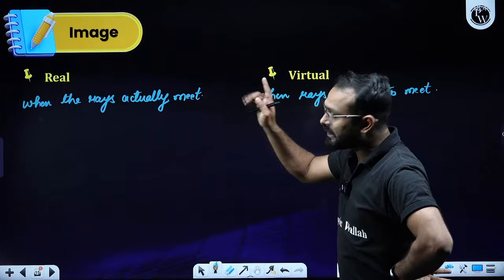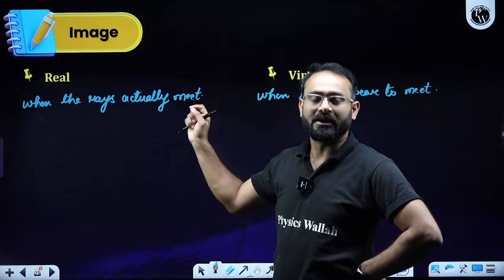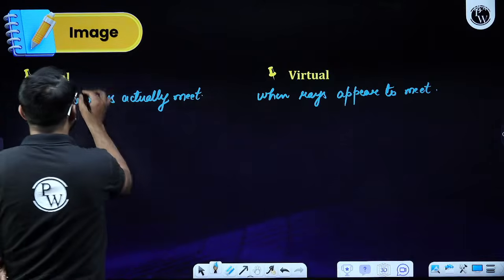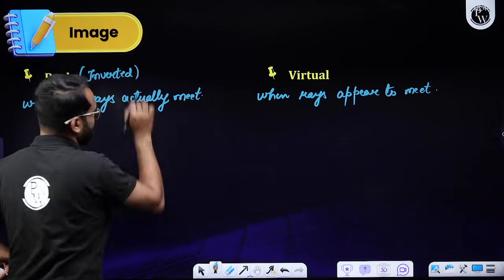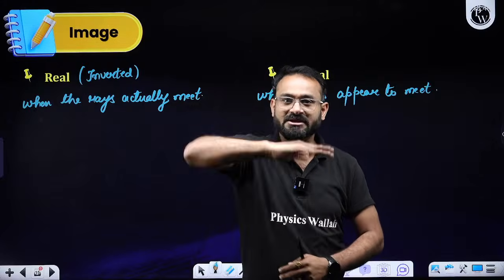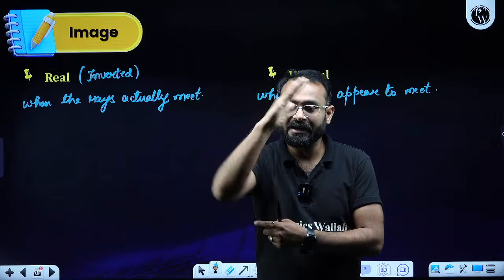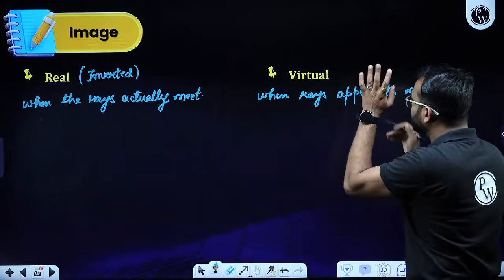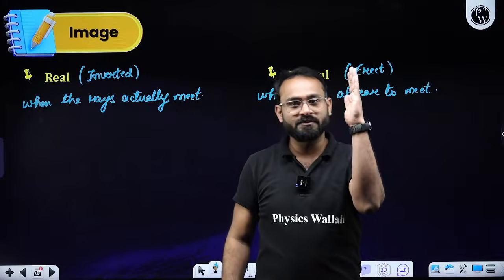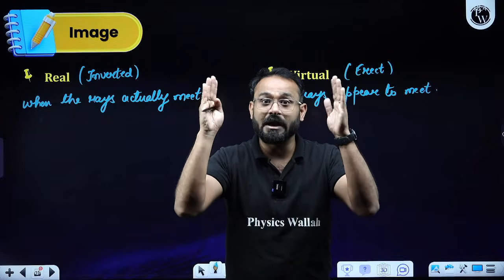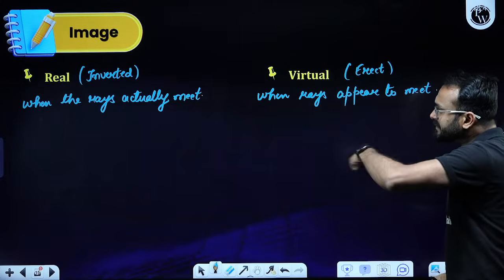So real image is also giving you another aspect. If the image is real, it is also going to be inverted. So if the object is like that, the image will be upside down. Inverted means upside down. Whereas virtual will be giving you an erect image. That means if the object is like that, the image will also be like that. Upright, the upside will be up only. There will be no change. So this is the difference.